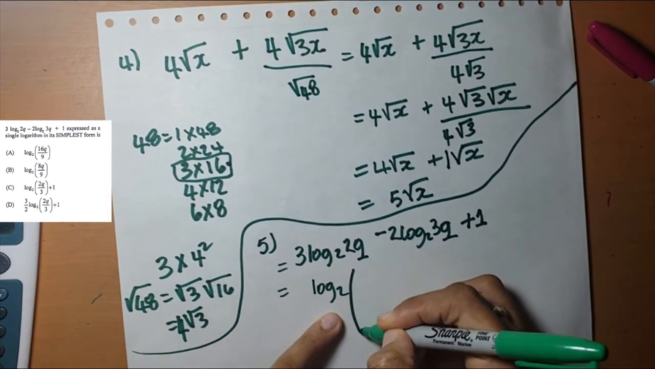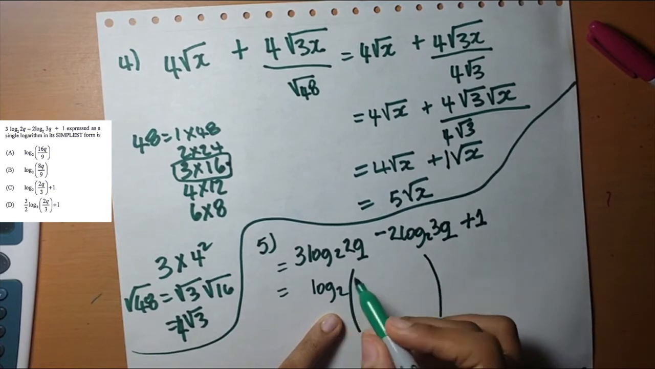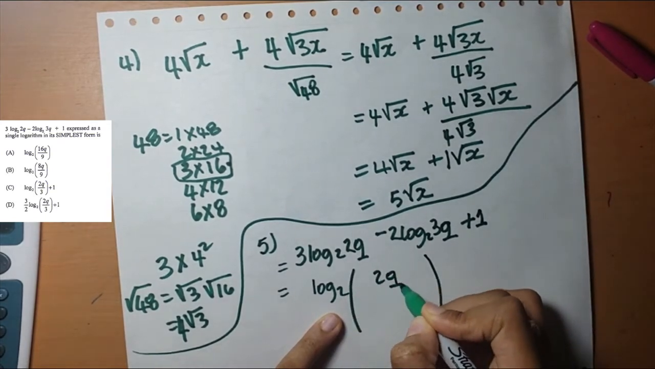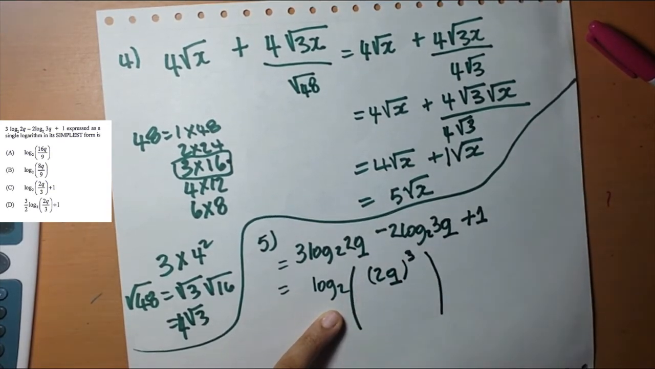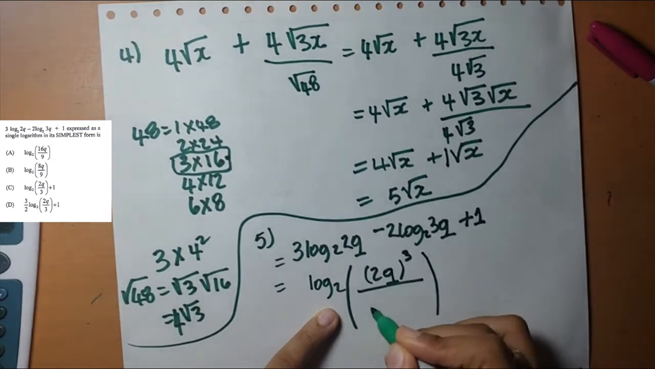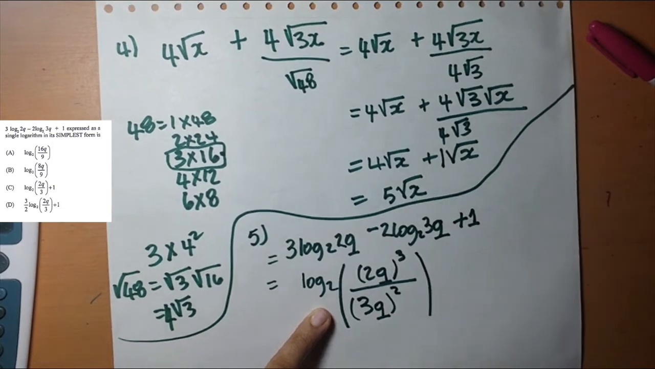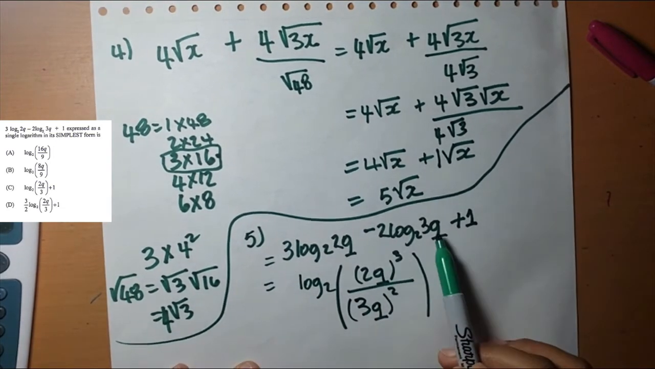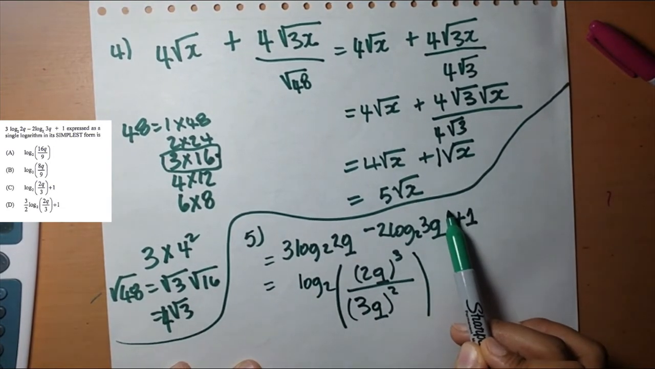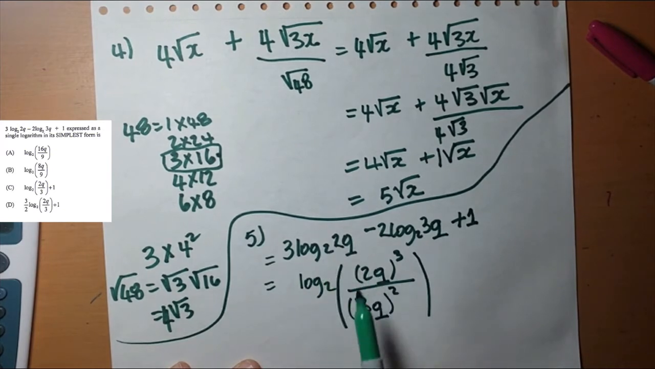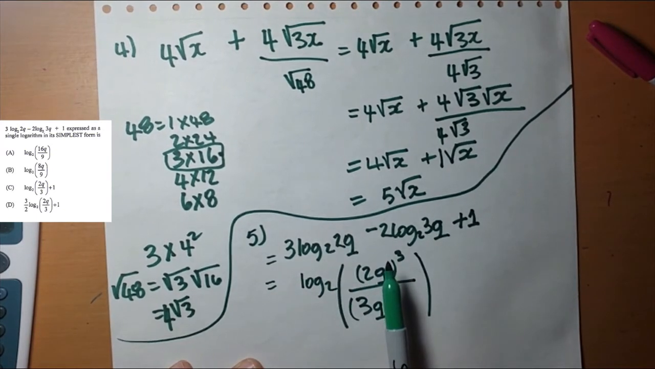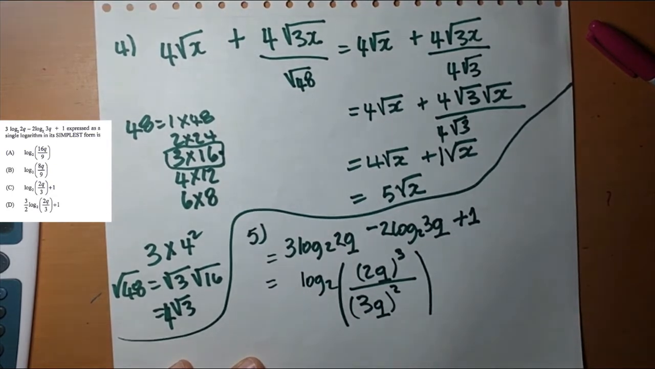So big bracket, on top we're going to have 2q cubed, on the bottom we're going to have 3q squared. Everybody understand? So the 2 comes from here, so I'm going to cube all of this. The 3 comes from here, so you're going to cube all of this. You're not going to take into account the negative because you're already dividing, right?